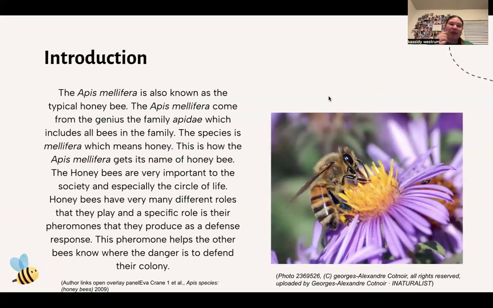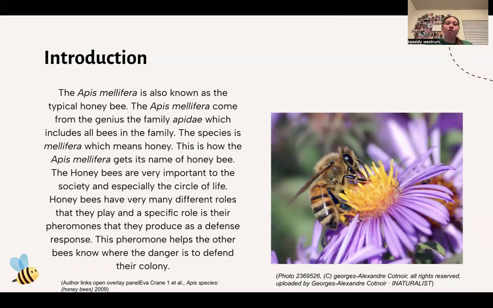Okay, so my little introduction. The Apis mellifera is also known as the typical honeybee. It comes from the family Apidae, which is just all bees. And then the species is mellifera, which is just honey, and that's just how it gets its name, honeybee. Honeybees are very important to society, especially to the circle of life, because they have many different roles.